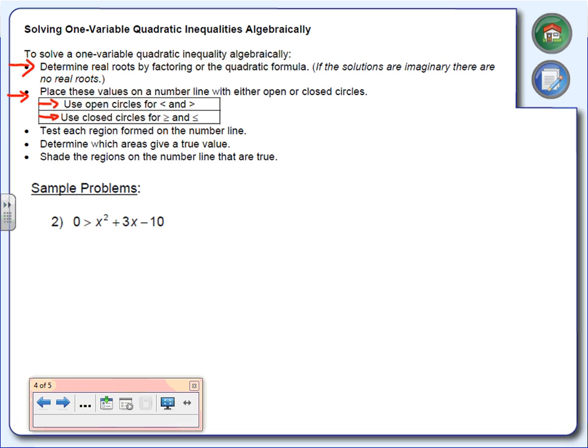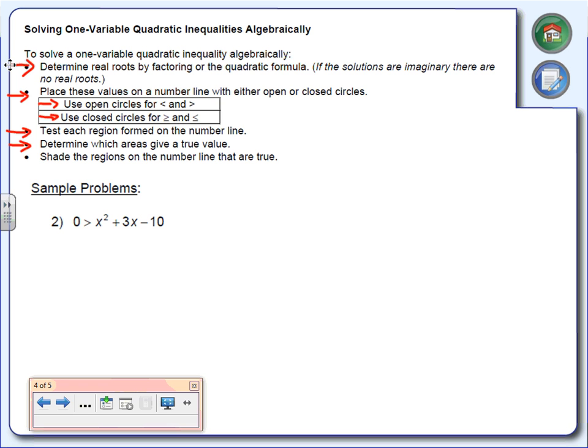Once we have that taken care of, we're going to test each region formed by the number line and determine which areas give us true values. And then we'll shade that region on the number line. And those will be our solutions. All right, so let's go.